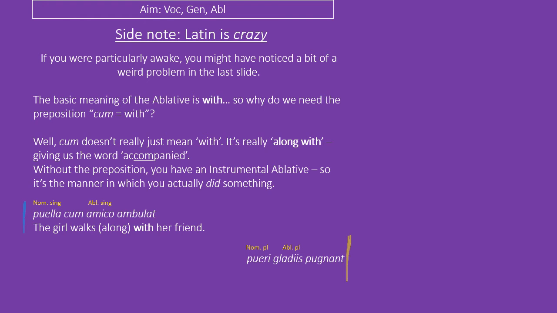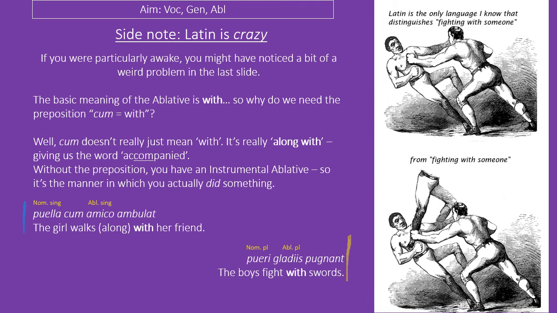Our second sentence down here, however, pueri gladiis pugnant. There's no cum, so it can't be along with, so it's just normal with. The boys fight with swords. It's how they're fighting. This does mean that Latin has a different way of phrasing I am fighting with someone, as in along with, versus with someone in the sense of picking them up and using them as a battering ram, which is a fun thing for a language to distinguish.